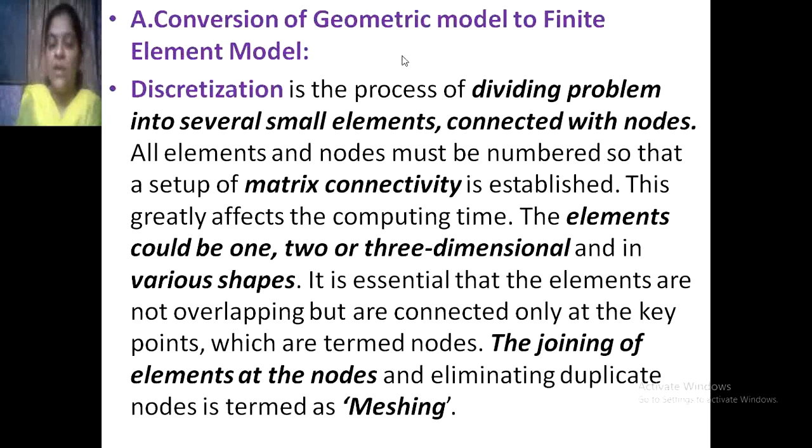discretization, is the process of dividing problems into several small elements connected with nodes. All elements and nodes must be numbered so that a setup of matrix connectivity is established. So this greatly affects the computing time. The elements could be 1, 2 or 3-dimensional and in various shapes.